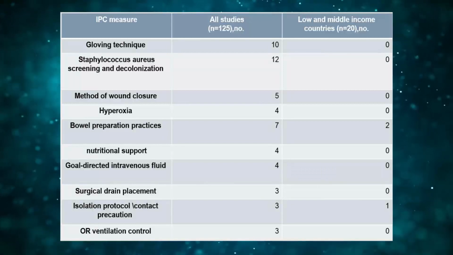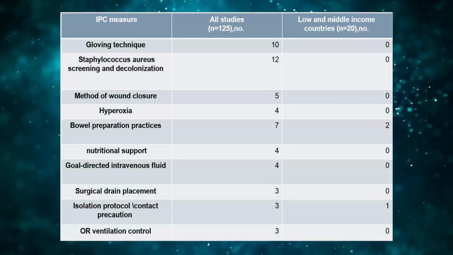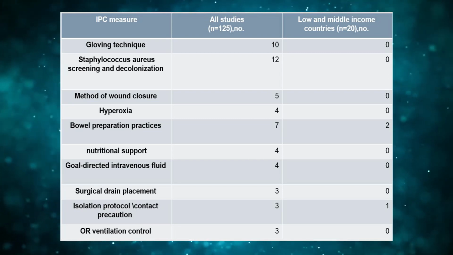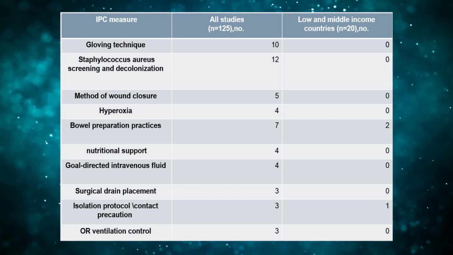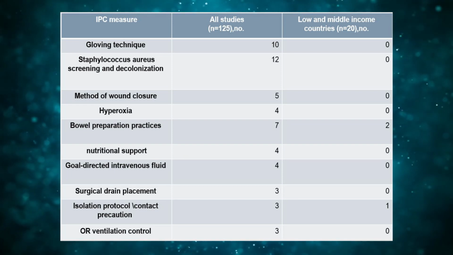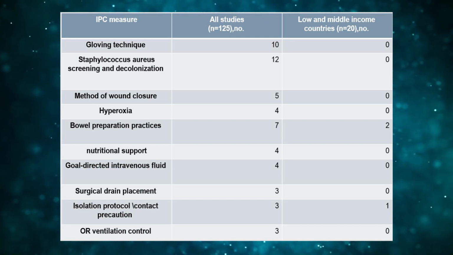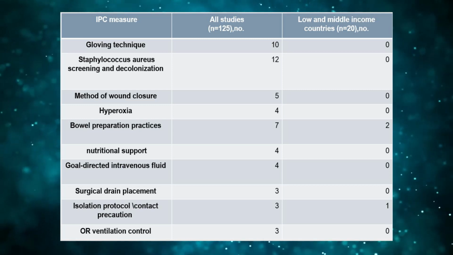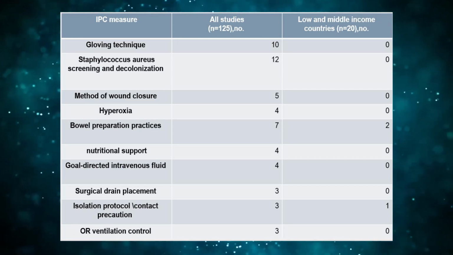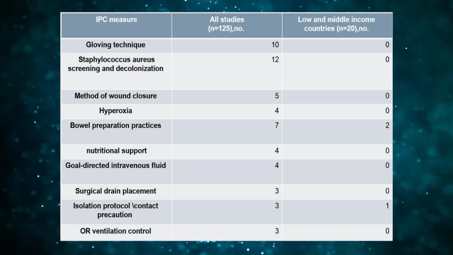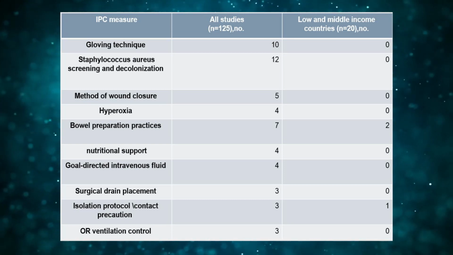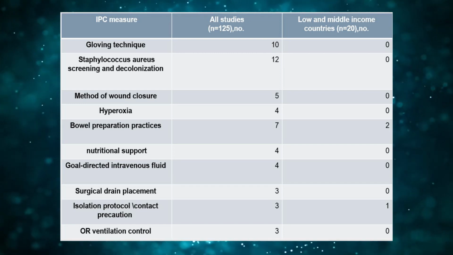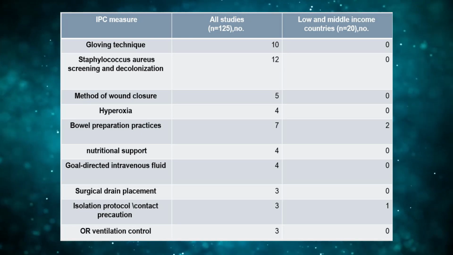Staphylococcus aureus screening and decolonization was 12 in all studies and 0 in low-middle income countries. The method of wound closure was 5 and 0 in low-middle income countries. Bowel preparation practice was 7 in all studies and 2 in low-middle income countries. Goal-directed intravenous fluids was 4 in all studies and 0 in low-middle income countries. Isolation protocol, contact precautions, was 3 in all studies and 1 in low-middle income countries. Ventilation control was 3 in all studies and 0 in low-middle income countries.